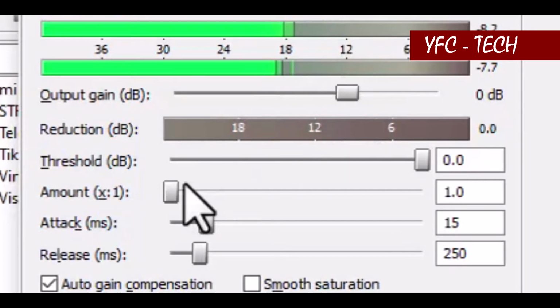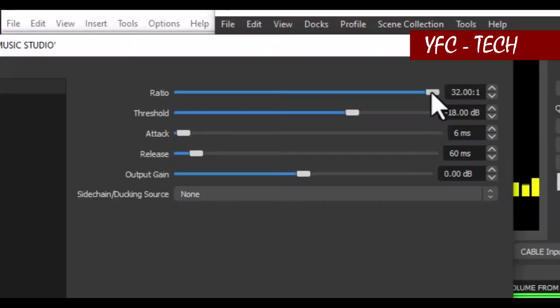This is how threshold works. If you set your threshold at -20 decibels, everything below this level will not be affected by the compressor. But any signal louder than -20 decibels will be compressed. Ratio determines how much a signal will be compressed once it has gone over this threshold level. Note that the higher the ratio, the more compression there will be.